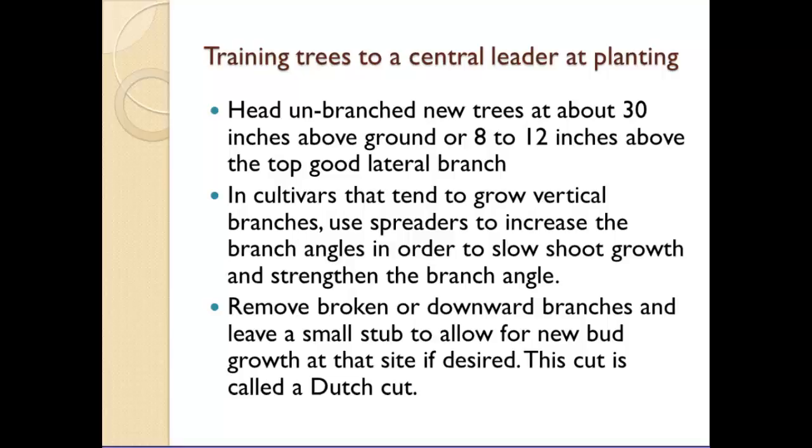So when you have a brand new tree that you're planting, just as you inspected the roots, you're going to make sure that you remove any broken or any downward growing branches, because all of those are just undesirable wood.